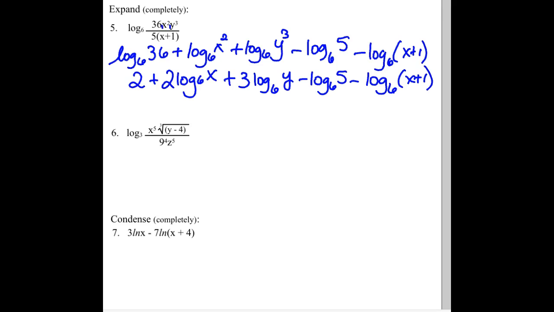All right, question 6. We are taking log base 3 again. I see powers, I see multiplication, I see division. So we're going to pull all of that apart.